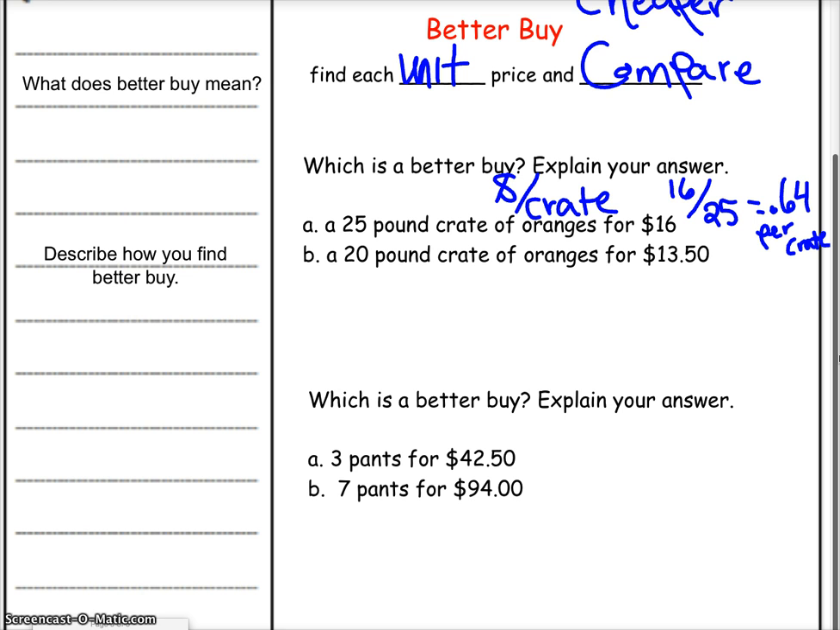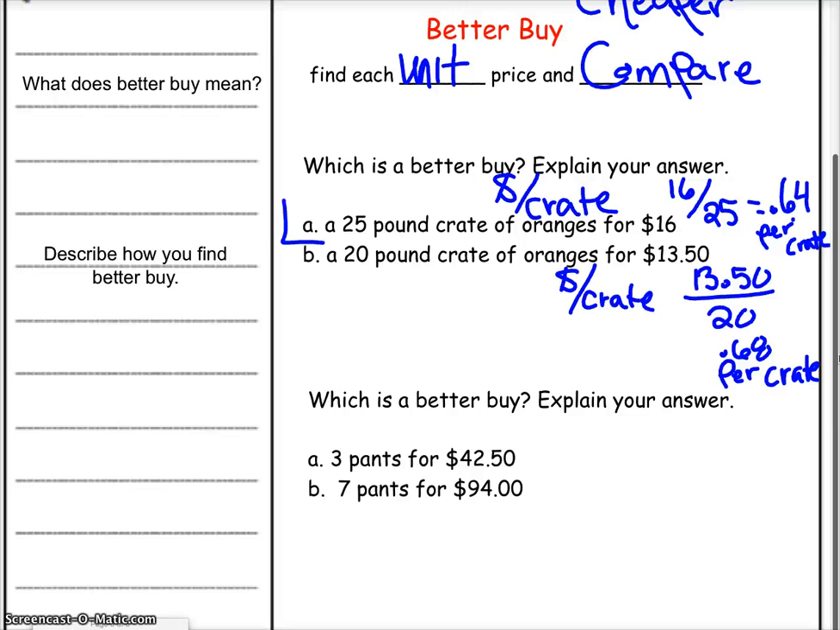B, 20-pound crate for $13.50. I want to know how much for one crate. So I do dollars per crate. So I do 13.50 divided by 20. And that is 68 cents per crate. Which one's the better buy? Which one, A or B? Which one's cheaper? Better buy means cheaper. 64 cents is cheaper than 68 cents. So A is the better buy. A is better buy.